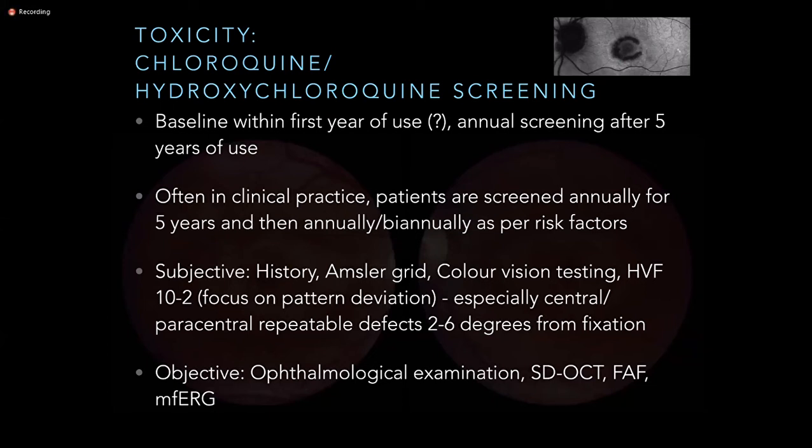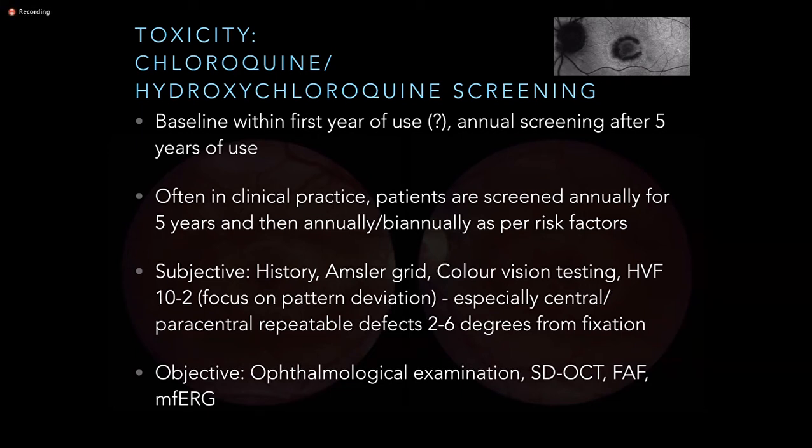Often in clinical practice, patients are screened annually for 5 years, and then annually or biannually as per their risk factors following that. Subjective tests include a history of vision changes, Amsler grid, which is maybe less useful these days, and color vision testing, which is the same. Humphrey Visual Field 10-2, focus on pattern deviation here, especially central or repeatable paracentral defects about 6 degrees from fixation, or further in patients who are Asian.